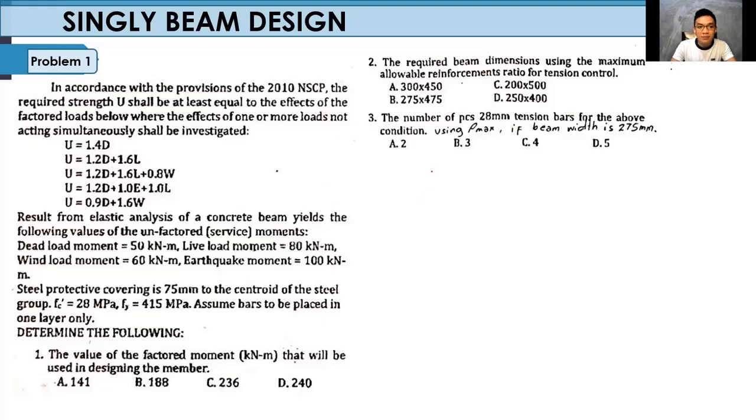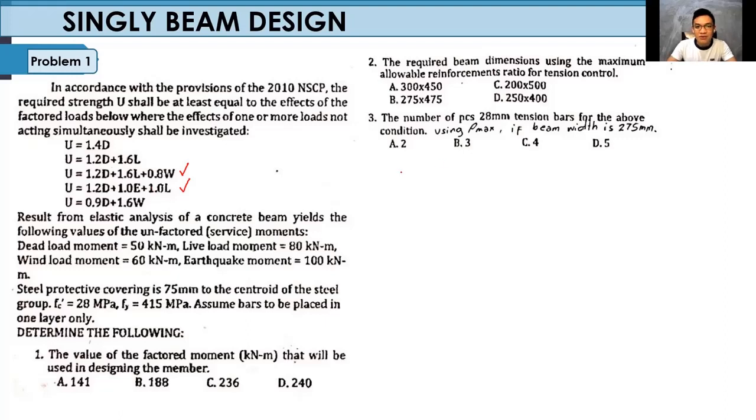So first thing that we need to determine is the value of the factored moment that will be used in designing this member. So we will be substituting these values to these 5 formulas and hahanapin natin saan yung pinakamalaki. Kasi yan yung gagamitin natin na factored moment for this problem. Okay? But for that, matagal tayong matapos, di ba? So, we will just be solving this one and this one because I am confident that nandito lang silang dalawa yung ating malaki na value.